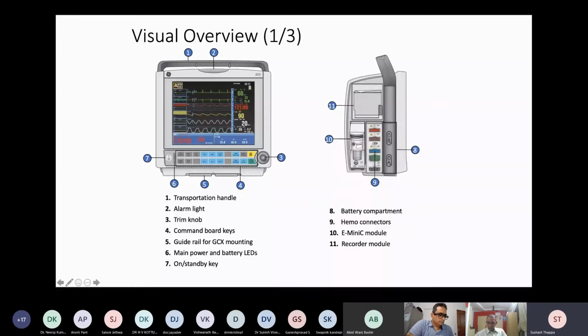There's usually a very big alarm light. Philips monitors have smaller alarm lights. GE monitors have bigger alarm lights. I'm not too sure about others.